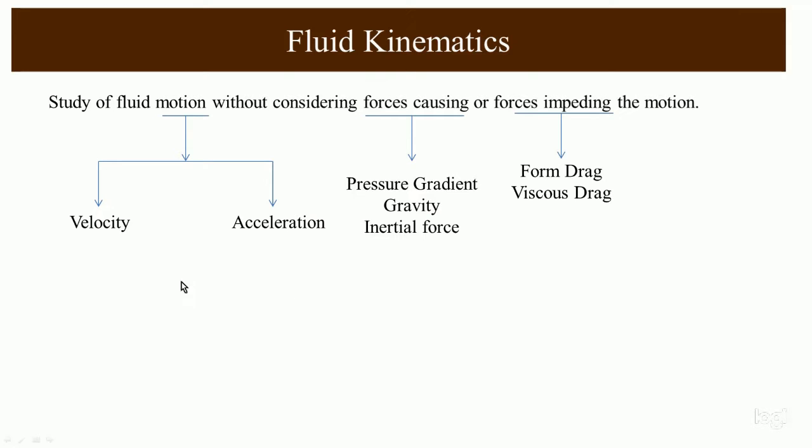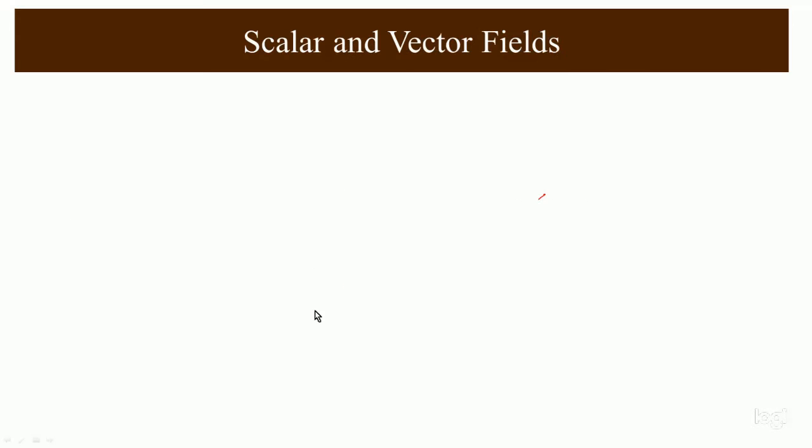So now once we understand velocity and acceleration, we can always find out the forces, correct? So we know Newton's second law. From Newton's second law we can write F is equal to mass into acceleration. So if you understand the acceleration, if you understand the motion, finding the forces causing that is easy, okay. So next we will see what is scalar and vector fields, okay.